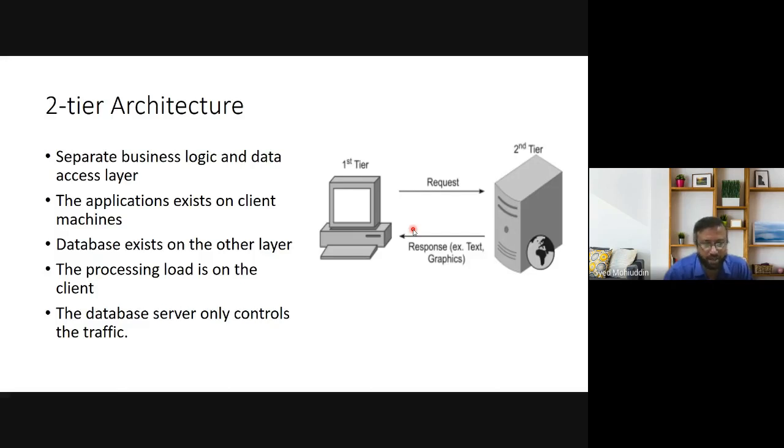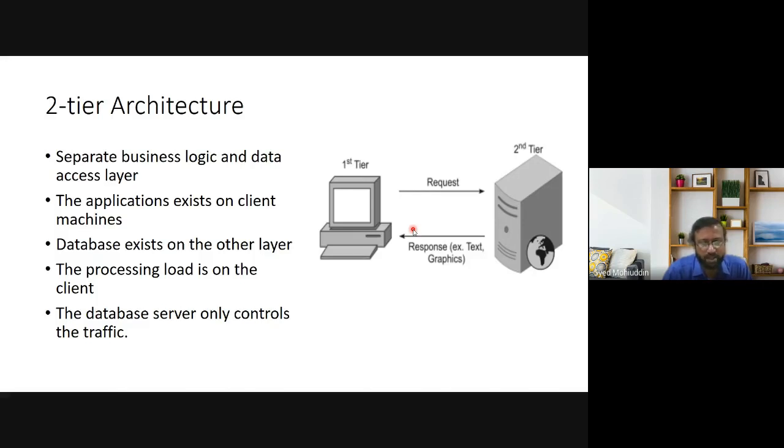In the two-tier architecture, the processing is performed on the client machine itself, where the application is running. The server simply controls the traffic between the application and the data. So data is stored in the second tier, and the entire application is on the first tier. The main advantage of this architecture is that data is on a central server, so multiple users can access a common database.